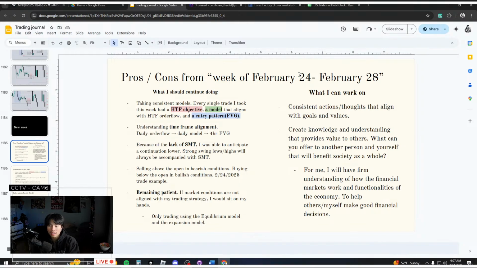And what are some things that I can continue to work on here? Consistent thoughts and actions that aligns with my goals and my values.